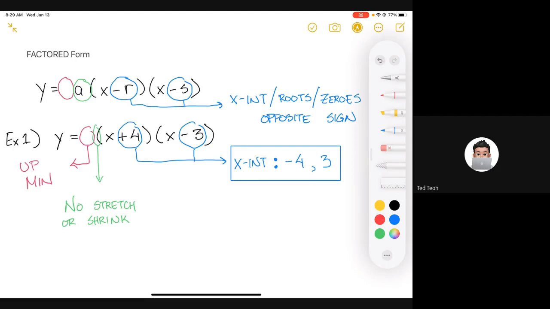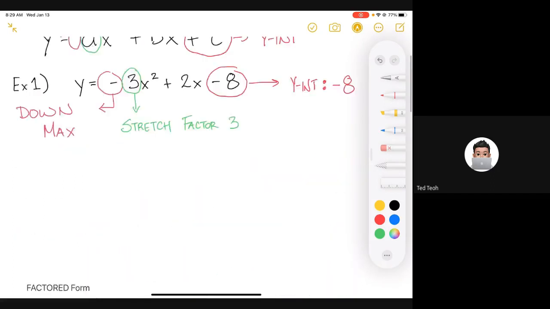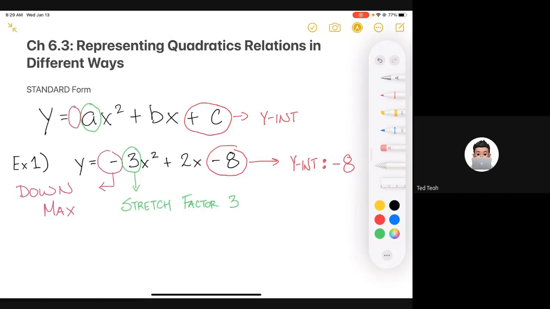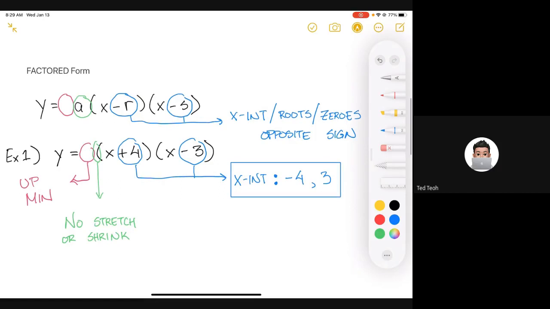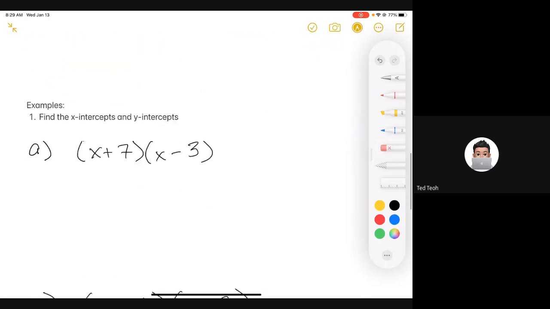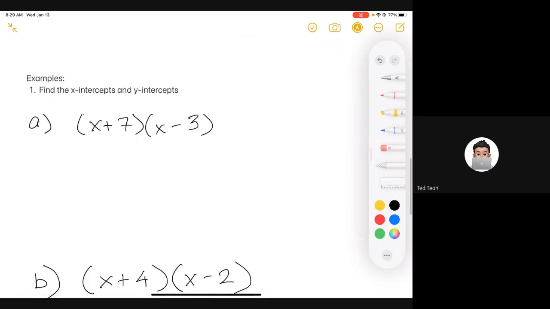And that's two other ways of representing quadratics. We have something called standard form, where it gives me the Y-intercept. And I have something called factored form, which gives me the X-intercepts. Now that we know this, let's do three quick examples. We do have to remember things from the last chapter. So when I have a question that says find the X-intercepts and the Y-intercepts, when it's in this form, it's factored form.